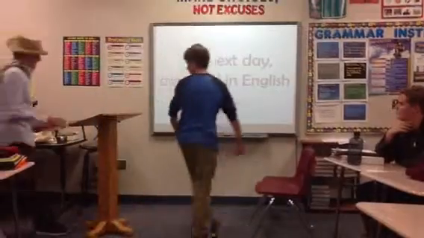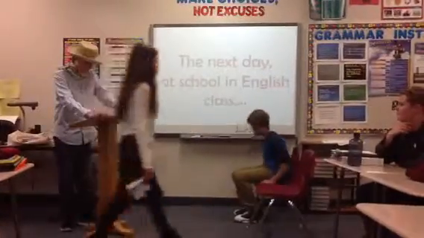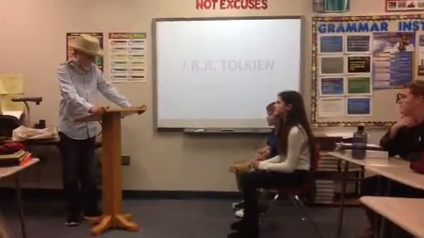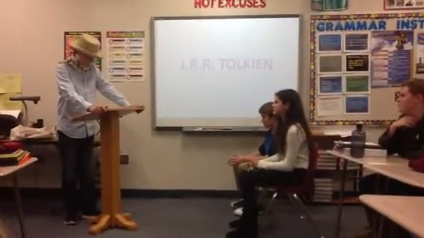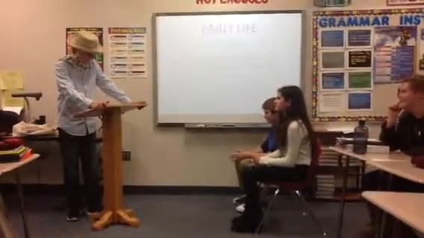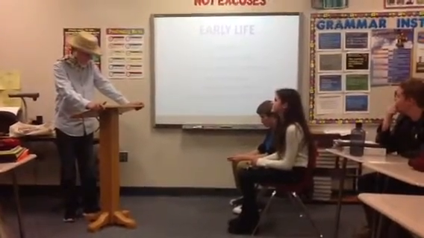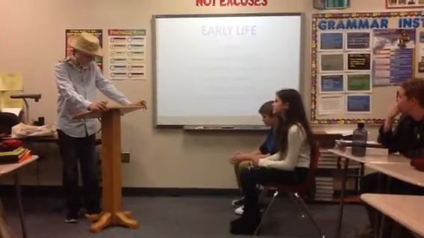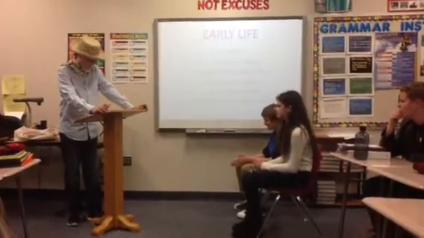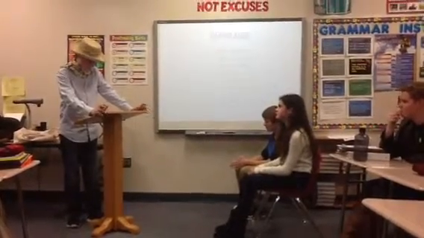Okay. Next, we're going to talk about J.R.R. Tolkien's life. I expect copious notes. They will be collected at the end of class. He was born January 3rd, 1892, in Bloemfontein, South Africa. His dad died in 1896 when he was young, and he was orphaned in 1904 when his mother died of diabetes. He then traveled between foster homes in England with his brother.